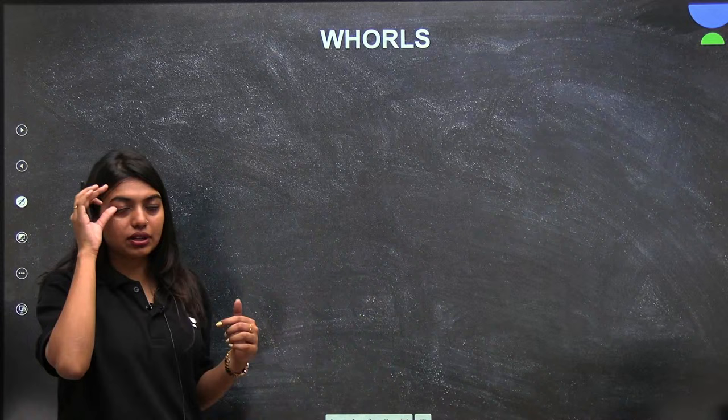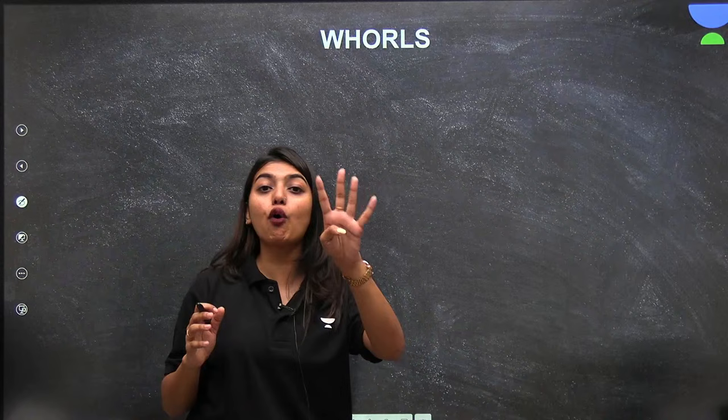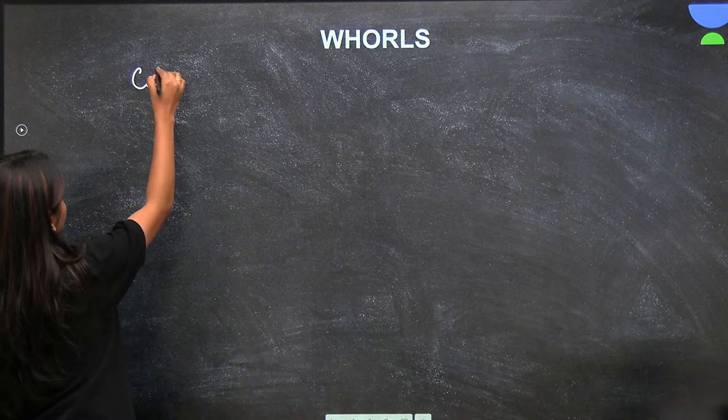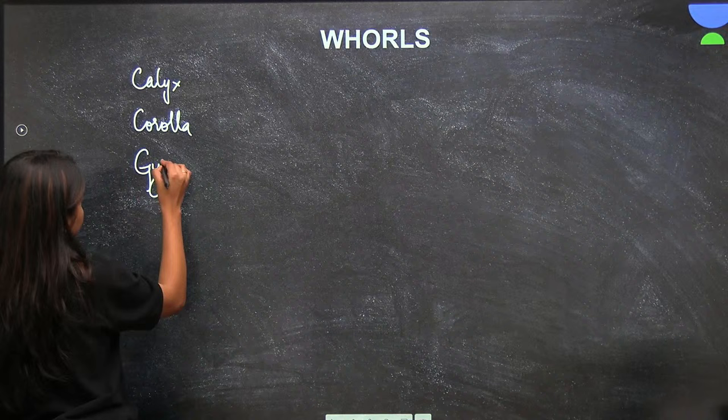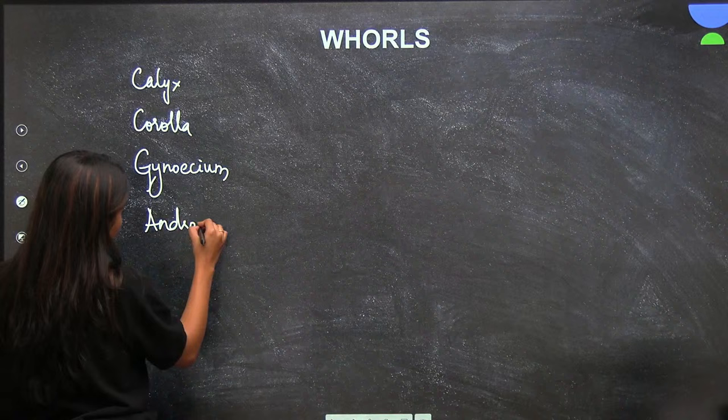So, students, we are going to study the whorls. Understand, your flower is made up of four whorls, okay? And the whorls are calyx, corolla, gynoecium, and androecium. Gynoecium and androecium. These are the four whorls.